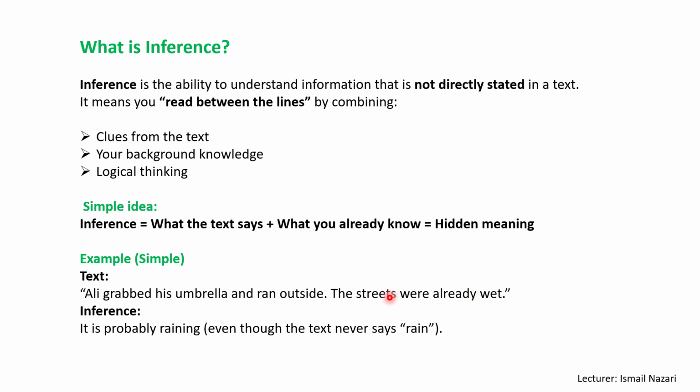For example, as I mentioned here, when there is the street and the streets are wet. So what do we logically conclude? We can logically conclude that it's probably raining because someone has grabbed the umbrella and the streets are wet. So it shows that outside is raining. These are all the logical clues from the text that we can use in order to guess the implicit meaning. So this is what the inference itself is.